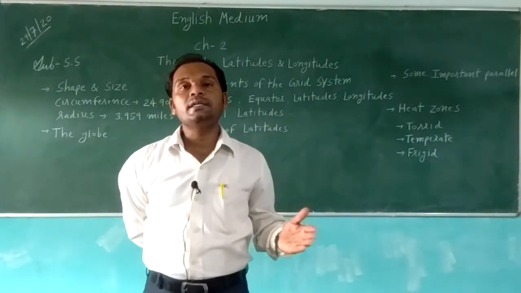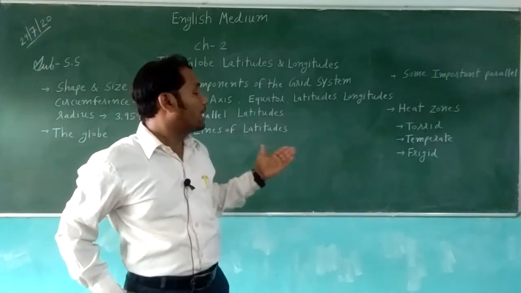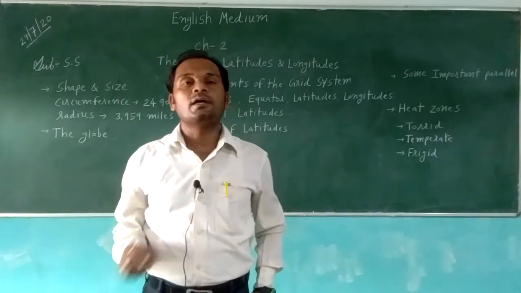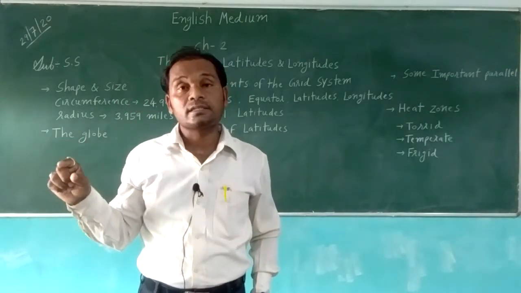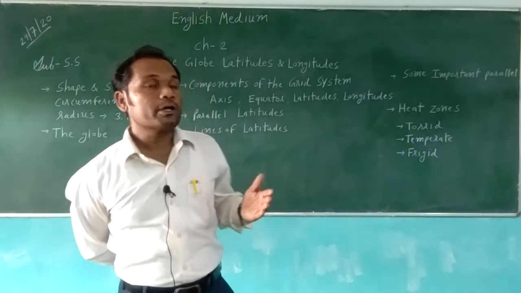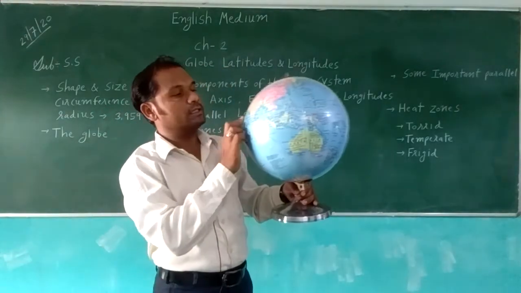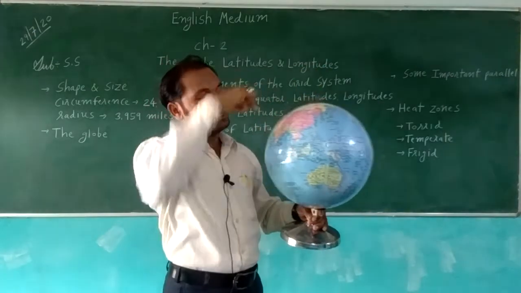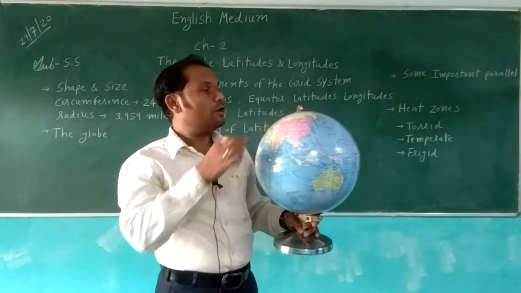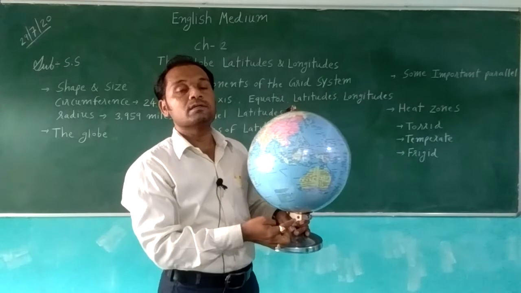Latitudes are the imaginary horizontal lines passing through the globe. All these horizontal lines are parallel to each other, and they are called latitudes. Now longitudes. Here you can see the lines passing all around; those are called latitudes. And longitudes are the lines starting from the North Pole and ending at the South Pole.